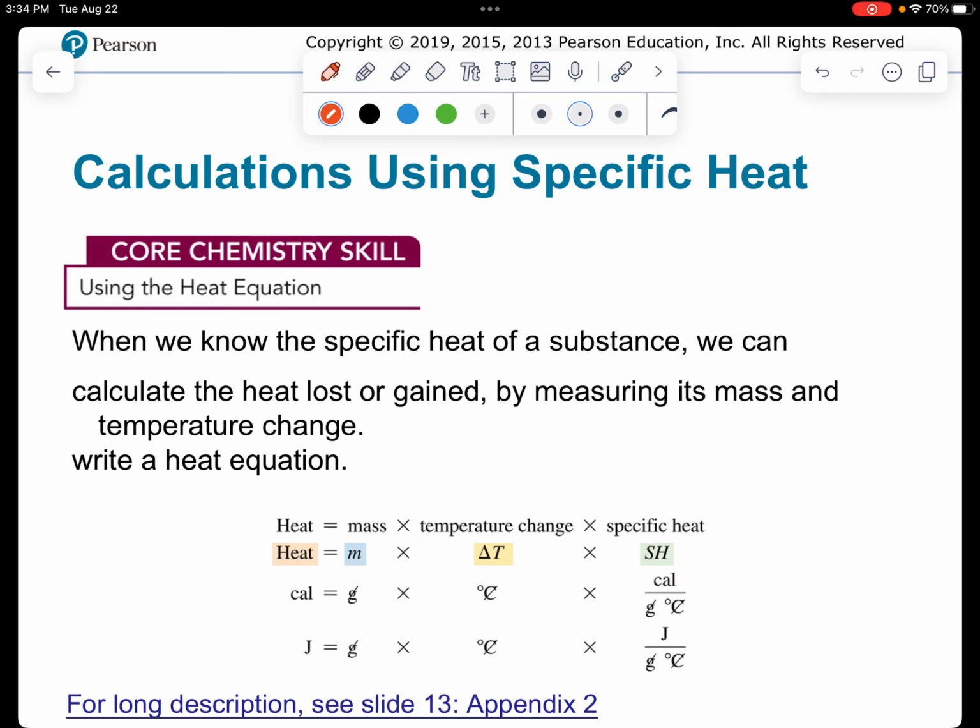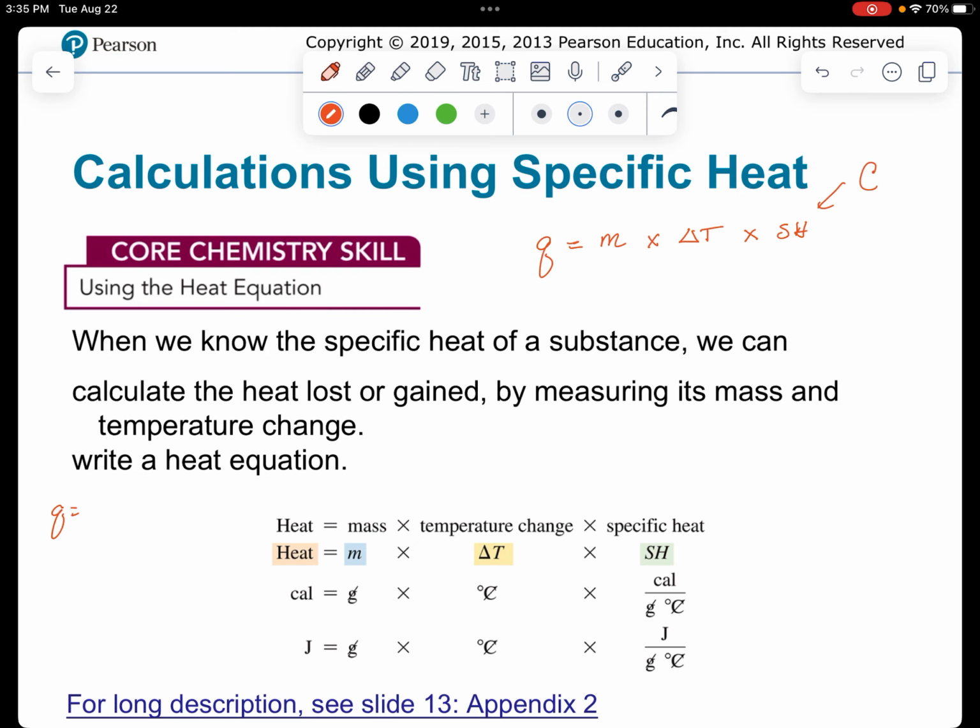So this is how we use specific heat. The equation as I'm used to looking at it is Q stands for heat, and that is equal to mass times the change in temperature times the specific heat, which they abbreviate SH. I will tend to use C for specific heat. That's a more common abbreviation. I think it's also easier to read.